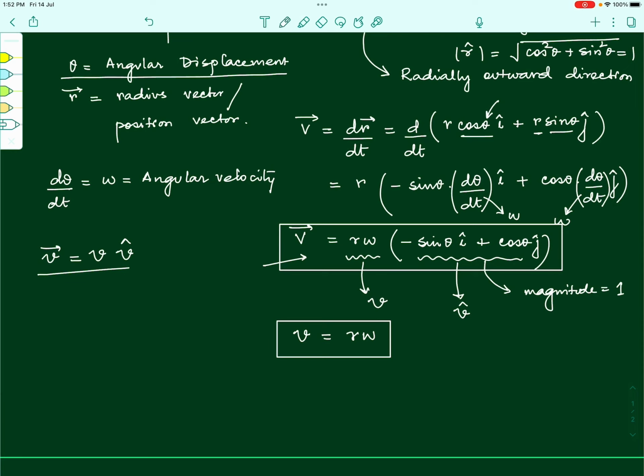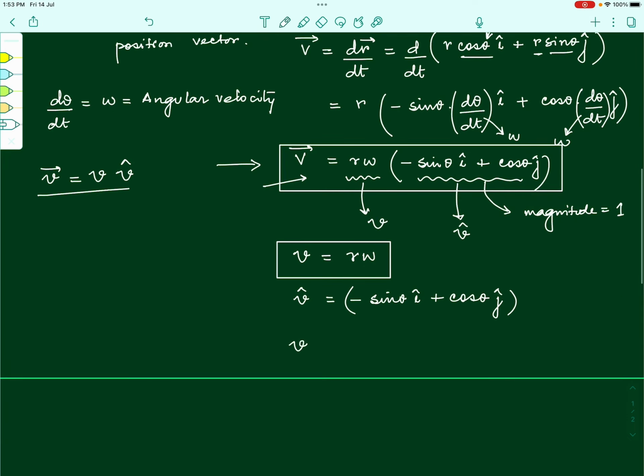This is an important expression. We also get the magnitude, the unit vector v, the direction of the velocity vector, as minus sin theta i cap plus cos theta j cap. In a while we shall try to see what exactly this direction is in terms of the figure. So, this relation becomes another important relation. Let us rewrite it. Velocity vector v is r omega into minus sin theta i cap plus cos theta j cap, an important relation in circular motion.